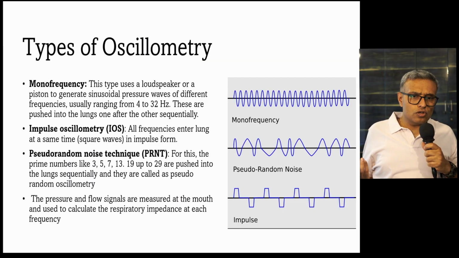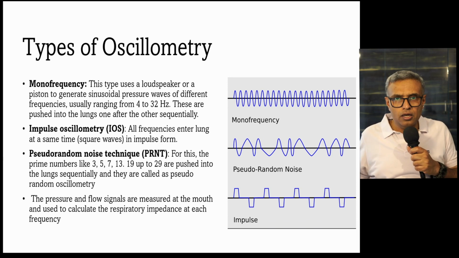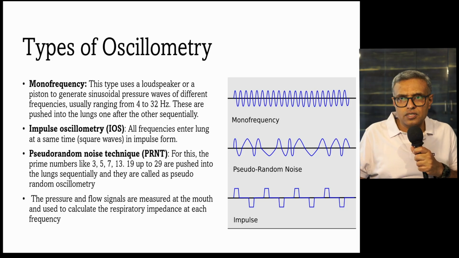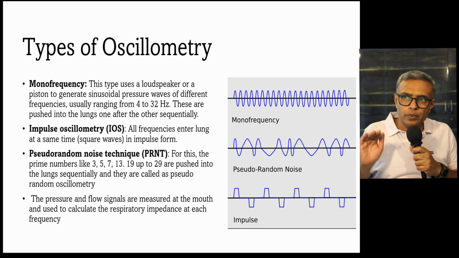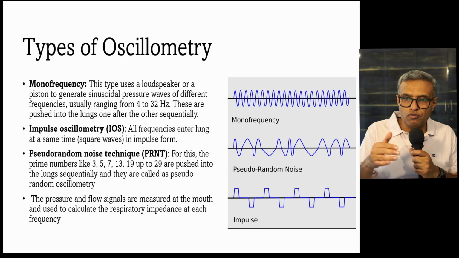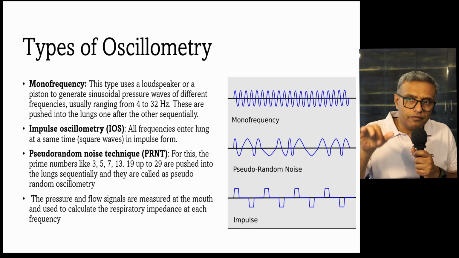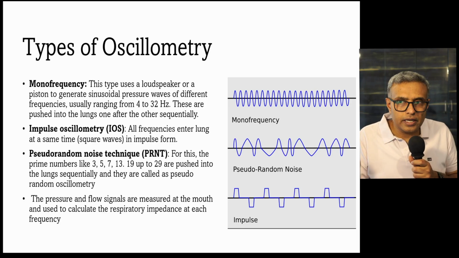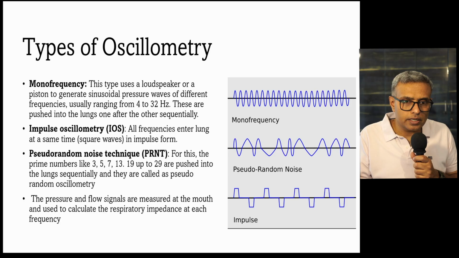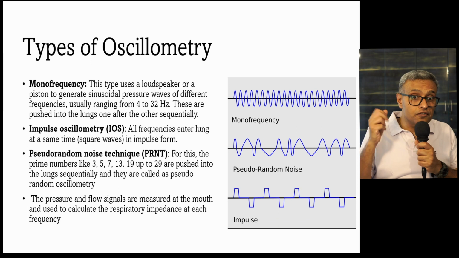There are different types of oscillometry: the mono-frequency, impulse oscillometry, and the pseudo-random noise technique. The sinusoidal wave patterns which go into the lung are usually 5, 7, 12, 20 Hz. They are given at different times. Say, in a regular Antlia one, they give a wave for, say, 12 seconds, the next one after 12 seconds, and another 12 seconds. That's how you assess the resistance and the reactance of the lungs at different frequencies.